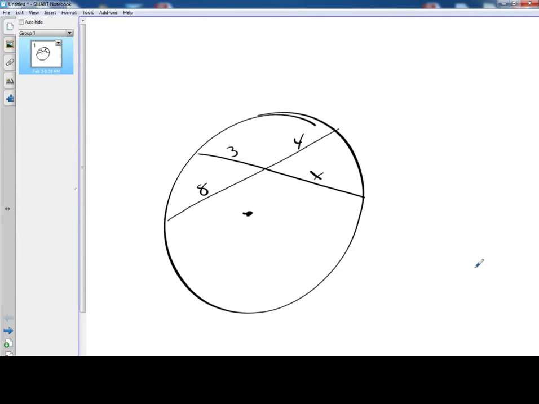Okay, what'd you guys come up with? 15. 6. How'd you get 6? Yeah, 8 divided by 4 is 2, and 2 times 3 is 6. 8 divided by 4? Yeah, because of proportions and stuff. I see what you did there.